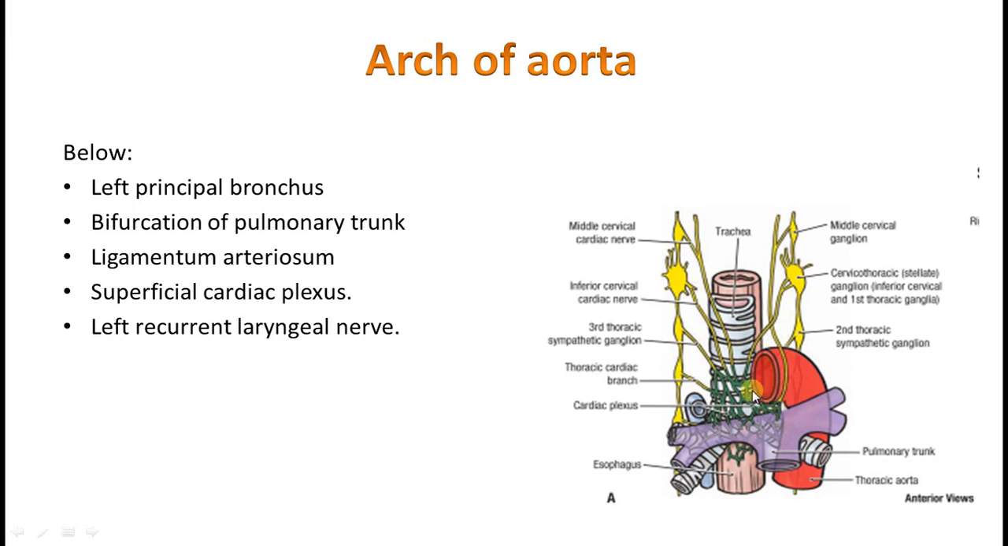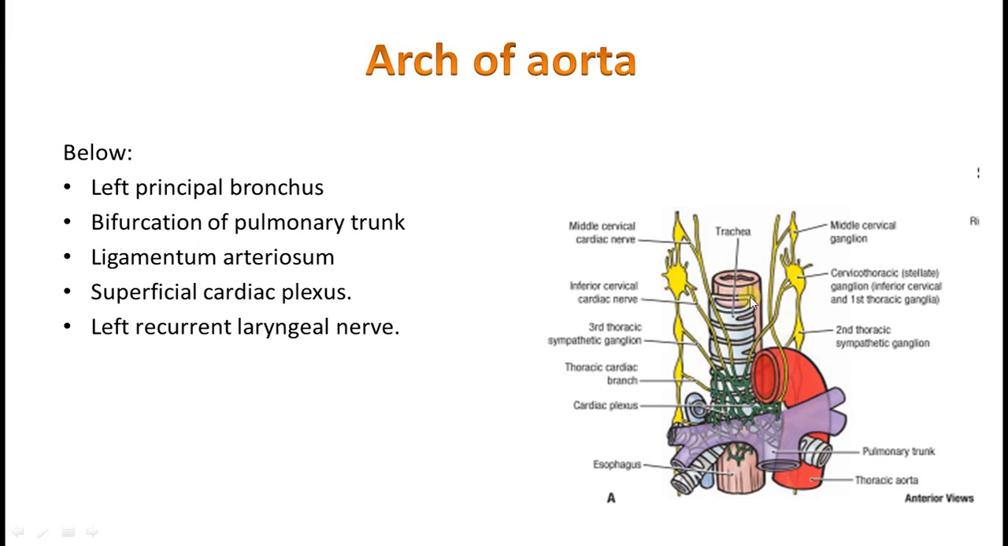So as an anterior relation, the left recurrent laryngeal nerve you are able to see here, and then it is winding in the tracheo-esophageal groove, so thereby it also forms an inferior relation, and it also forms one of the posterior relations to the right. So the left recurrent laryngeal nerve is related to the arch of aorta anteriorly, inferiorly and also posteriorly.